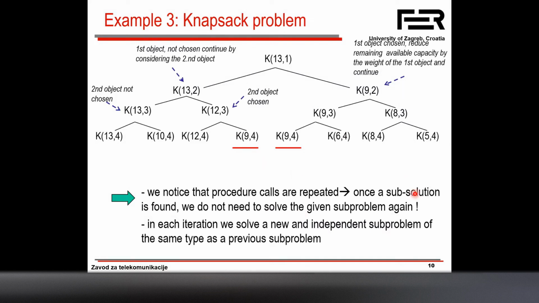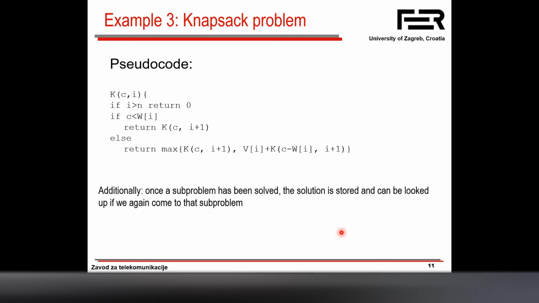Once a sub-solution is found, we don't need to solve this given subproblem again. So in each iteration, we solve a new and independent subproblem, and we memorize or keep track of subproblems which we have solved so that we don't need to solve them again. So we have subproblems which are of the same type but are independent of the original problem. Okay, if we look at it just in terms of pseudocode, this is our procedure.